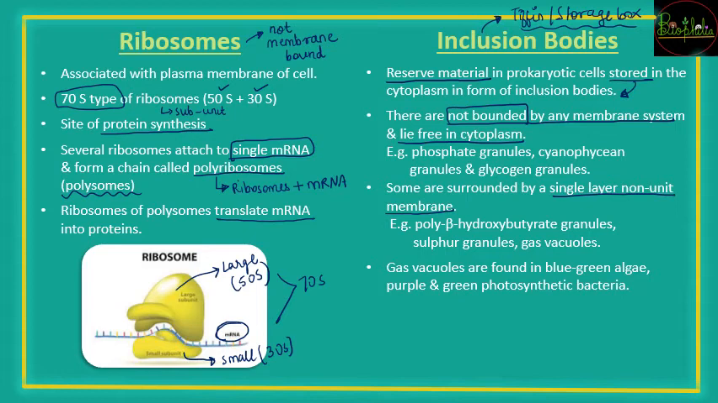Third type aata hai, that is gas vacuoles. So these vacuoles are going to be present in blue-green algae, purple and green photosynthetic bacteria. So whatever the bacteria needs floating ability, so the floating ability aayegi, that is because of the gas vacuoles. So jo bacteria float karenge in water, or they need to store some gas which is produced because of some metabolism, that all is going to be stored under the gas vacuoles.